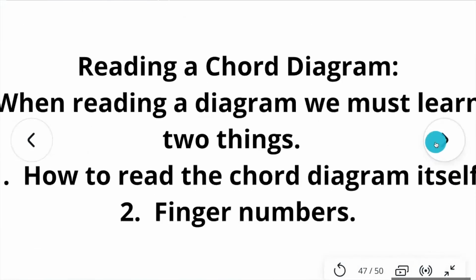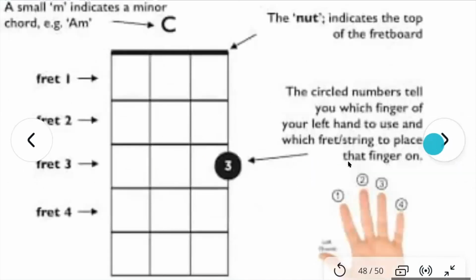So, when reading a chord diagram, we must learn 2 things: how to read the diagram itself and to know your finger numbers. So let's start with our finger numbers. Obviously, our thumb is not playing. So, our index finger is number 1, our middle finger is number 2, our ring finger is number 3, and our pinky is 4. So we'll use that over here in this big circle where there is a number.